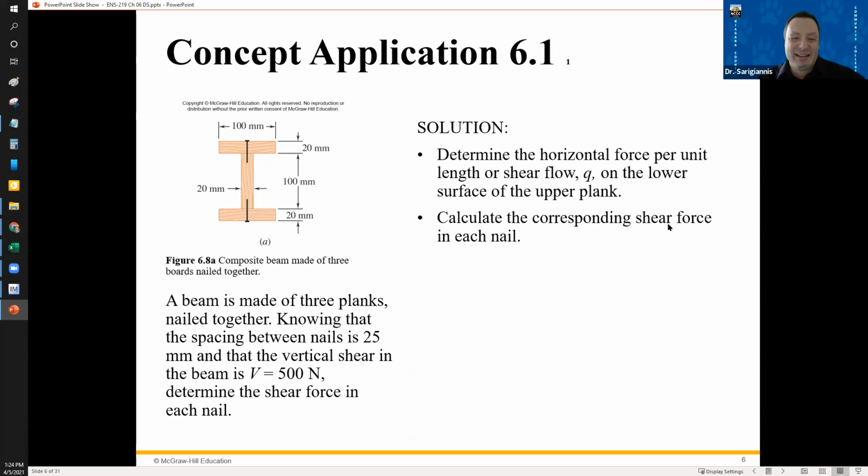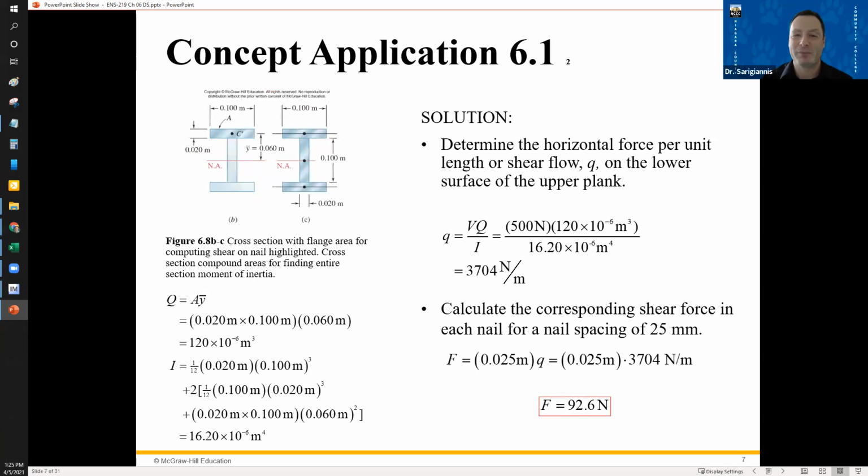And we want to know the horizontal force per unit length. Oh, we can find that first. And then once we know the horizontal force per unit length or the shear flow, right, then we can figure out what the shear force is in each nail. So let's look at the solution here. Again, this is not a really detailed problem, so I just left it in the PowerPoints.